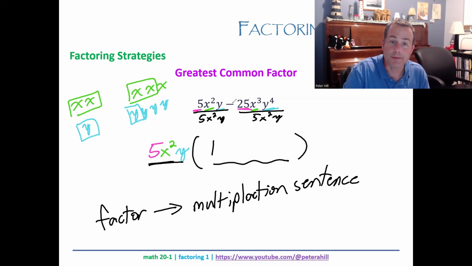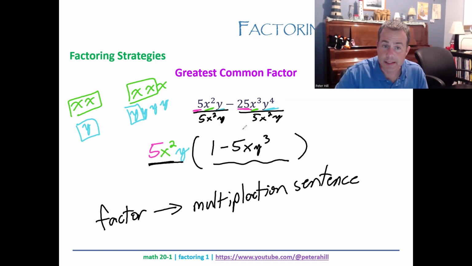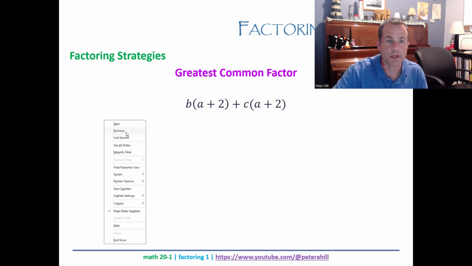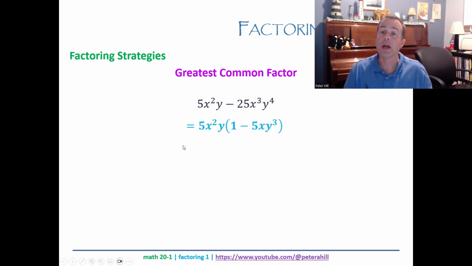Now, the next term, I've got negative 25 divided by 5. That'll be negative 5. I had x cubed divided by x squared, so that'll be x. And then y to the 4 divided by y, that'll be y to the 3. Okay, so this is now my multiplication statement. I have taken the greatest common factor out of the original. Okay. Oops, sorry, I didn't mean to go that quick. Let me just go back there for a sec. Okay, now, as we go through these examples, just a reminder, you want to be pausing me, trying these yourself, and then going for it, okay?